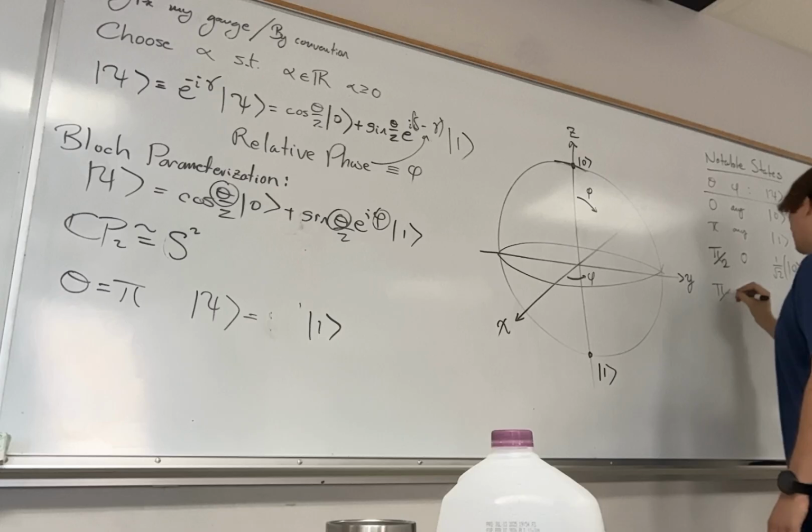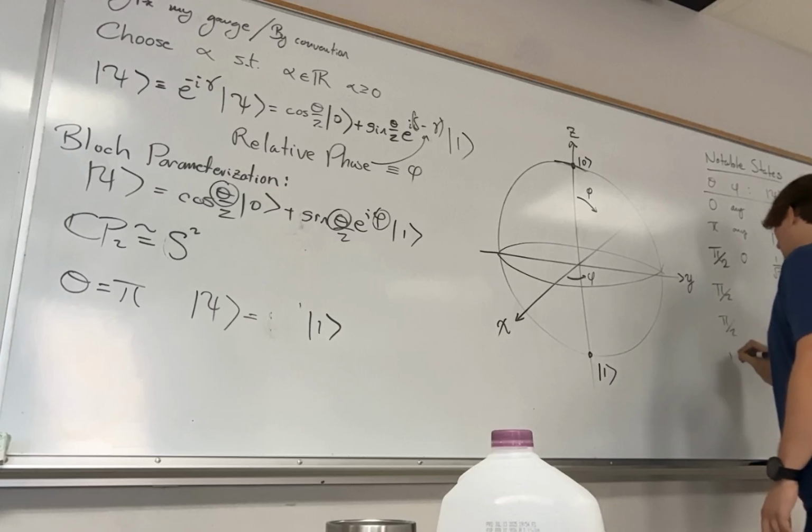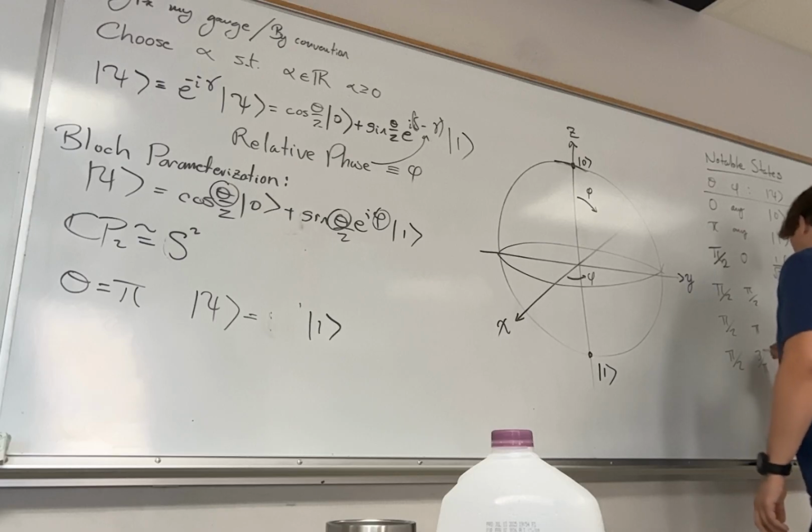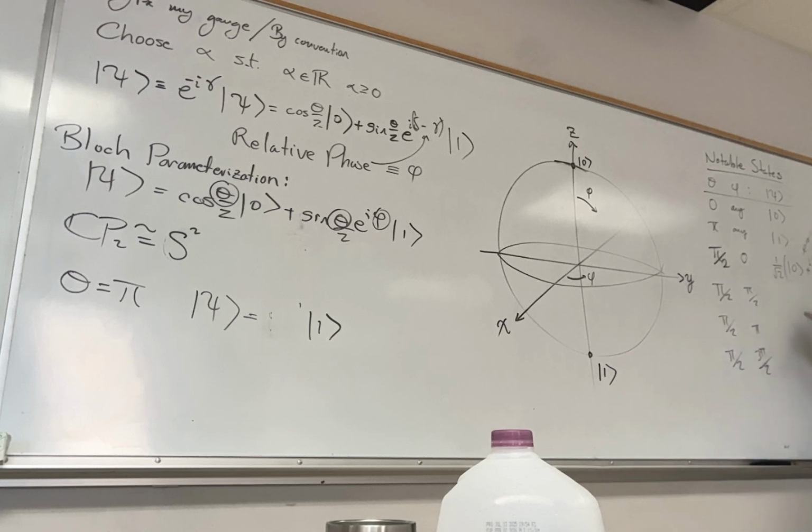Let me just write down the other 3 real quick. We have phi equal to pi over 2, pi, and 3 pi over 2. So we're going to do these 3 others real quick as well. What do I get here? They all have the 1 over root 2 out in front. Factor that out for all of them.